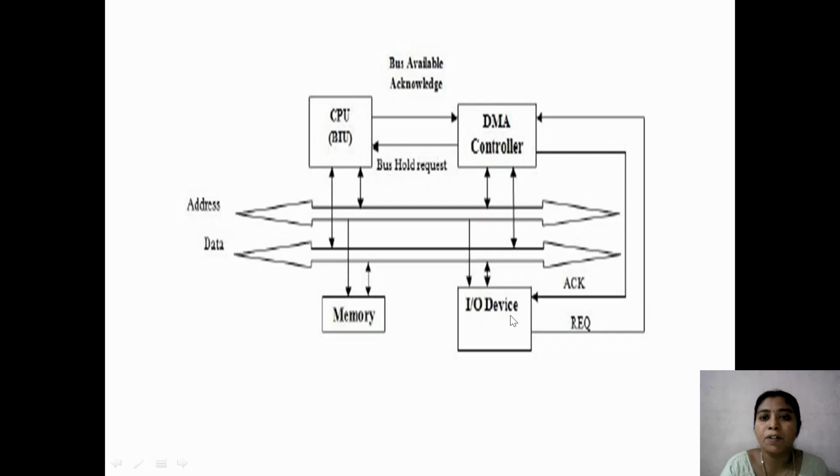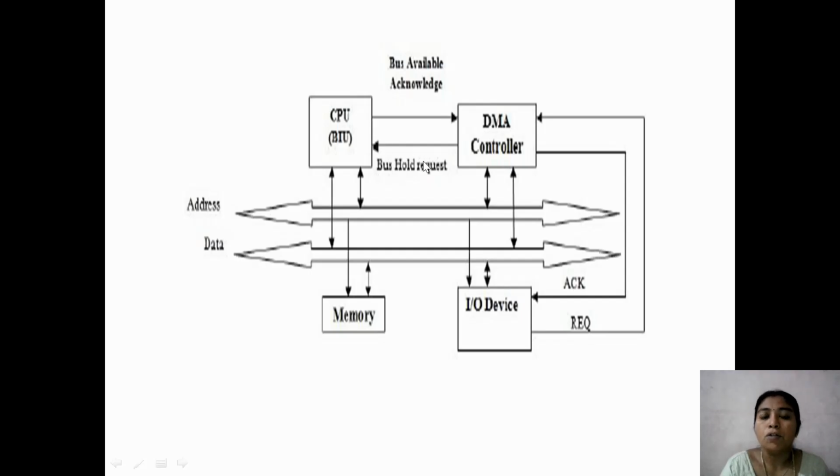If the memory and I/O device want to transfer data, first the I/O device sends a request signal to the DMA controller. Then the DMA controller sends an acknowledgement signal to the I/O device. And then the DMA controller sends a bus hold signal to the CPU. After that, the CPU receives the bus hold signal and sends an acknowledgement signal to the DMA controller. Now the DMA controller takes ownership of the bus, and the data can be transferred between memory and I/O devices without the involvement of the CPU.